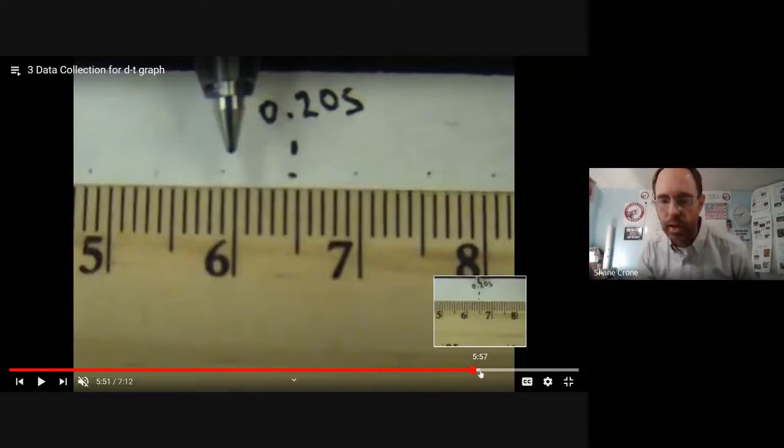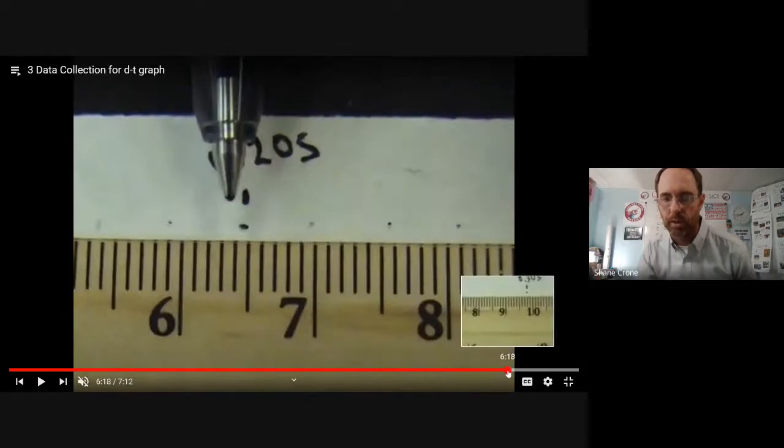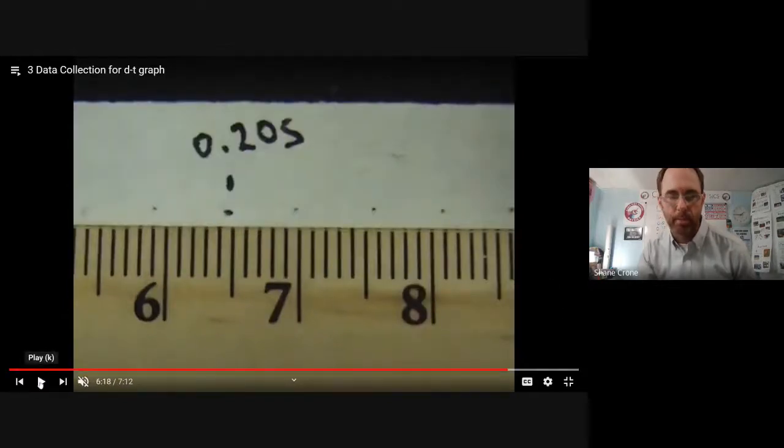So let me get the 0.3 lined up for you. I'm going to try and get it right in the middle of the screen so there won't be this issue with the perspective. All right, I'm going to play it. I'm going to try and stop it when it's right in the middle.